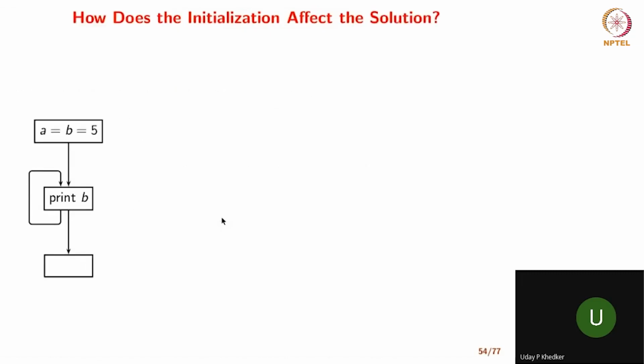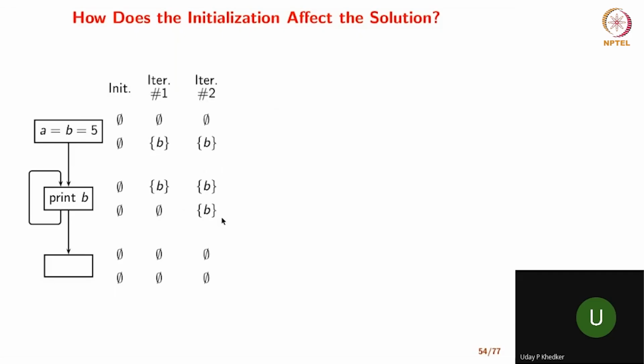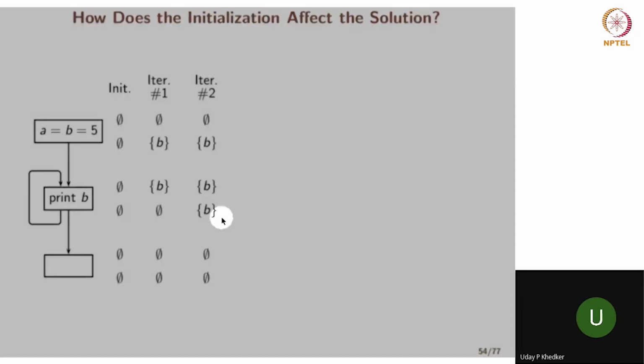Now let's look at initialization. Here is a simple program. Let's say we initialize with the empty set, and then we compute. In the first iteration, in this block nothing is live, here nothing is live, here B becomes live, and here B becomes live. This is our final solution. In the next iteration, we end up getting B as live here because B is live here. Because of this loop, liveness of B from the entry of this block is transferred to the exit of this block.